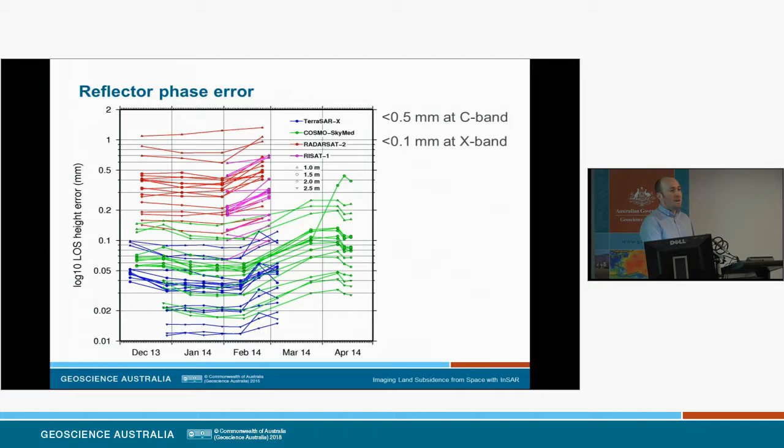Now, given that we're looking for a very small error component just due to the corner reflector itself, this seemed like reasonable values for our target deformation, given that we have other sources of noise in the interferograms like I showed you earlier.